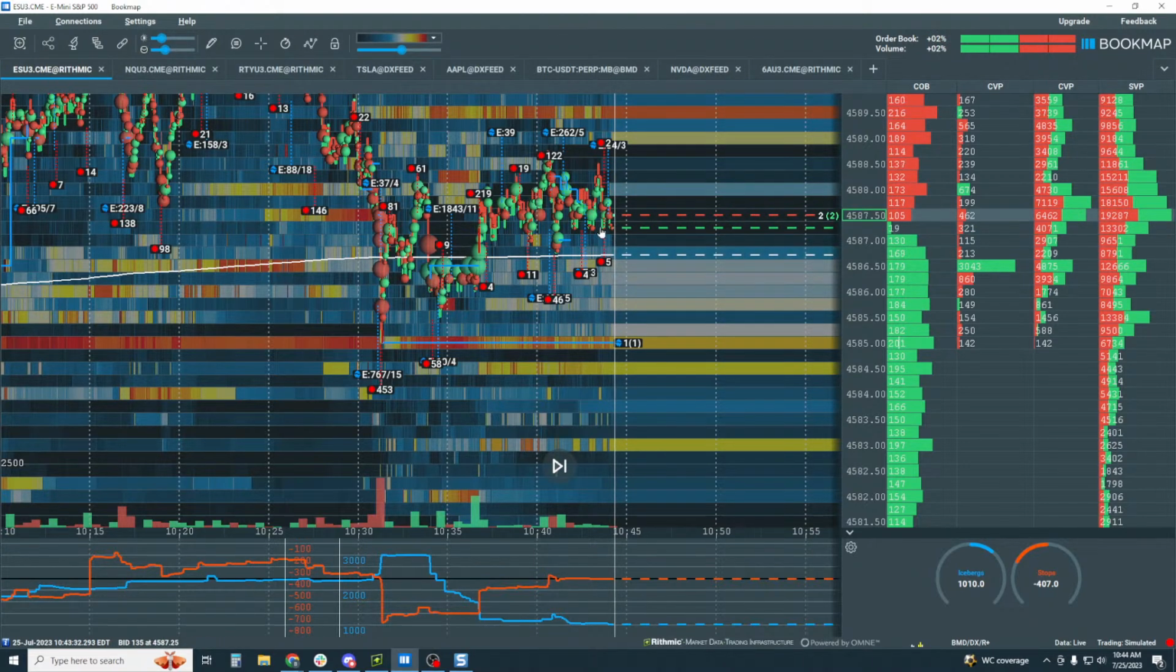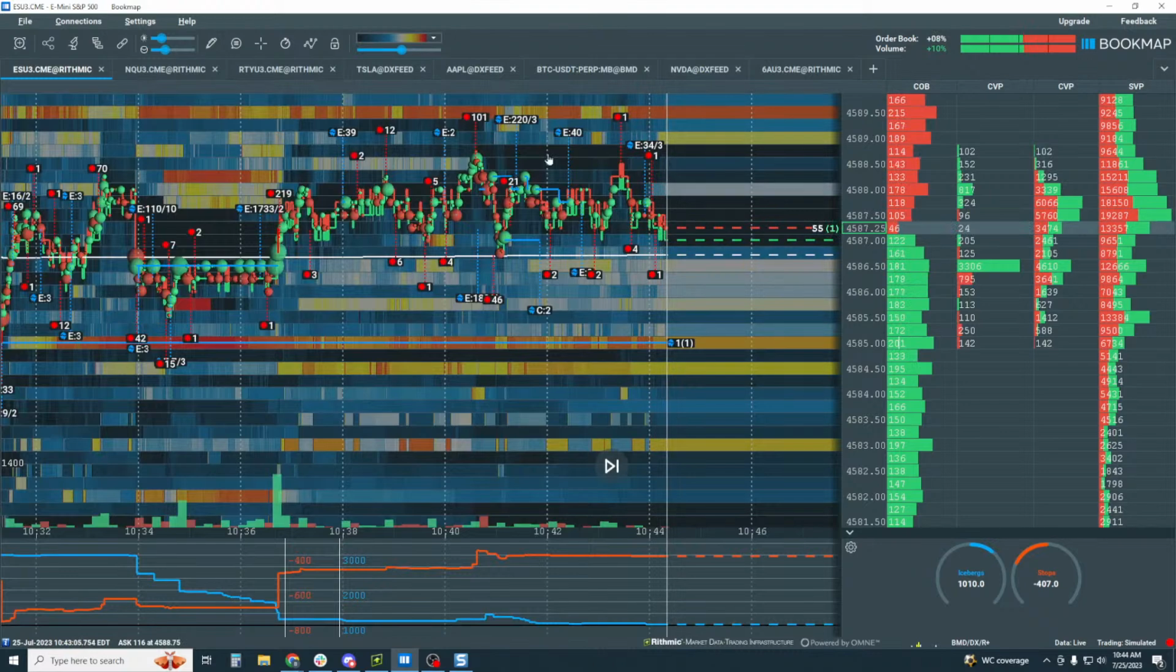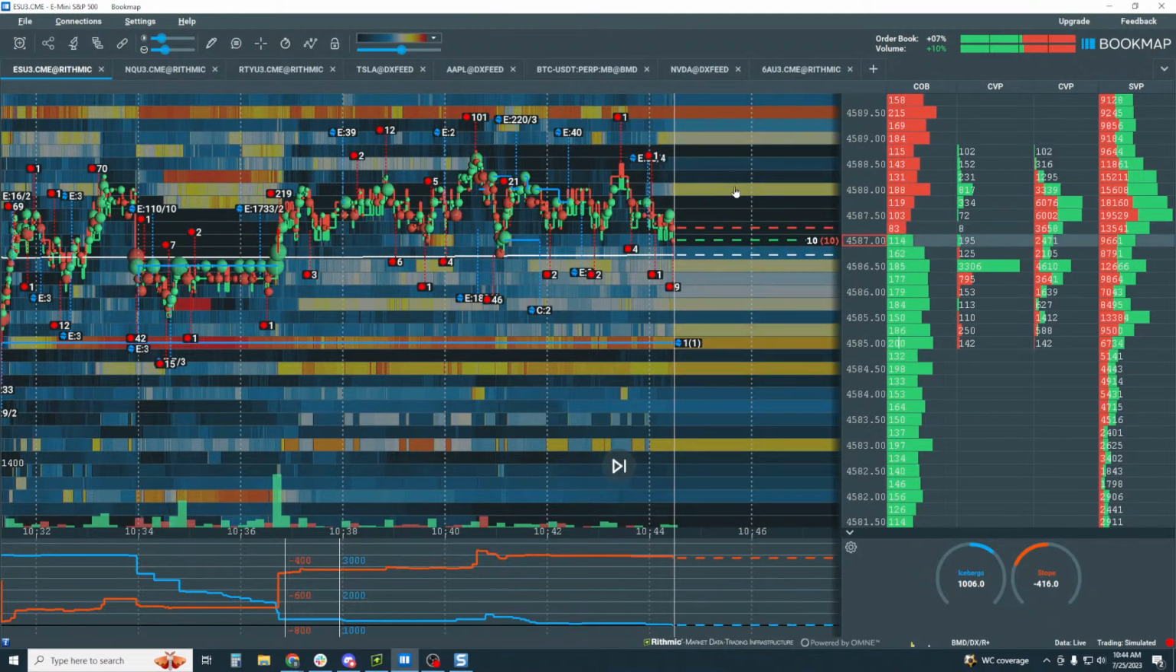Okay, so let's see if we get it. Here's some exhaustion up here at the top of this range. Now, do we get some selling here at the bottom of the range? Not yet. Let's look for it though. Look at the skew in the order book here at 88.